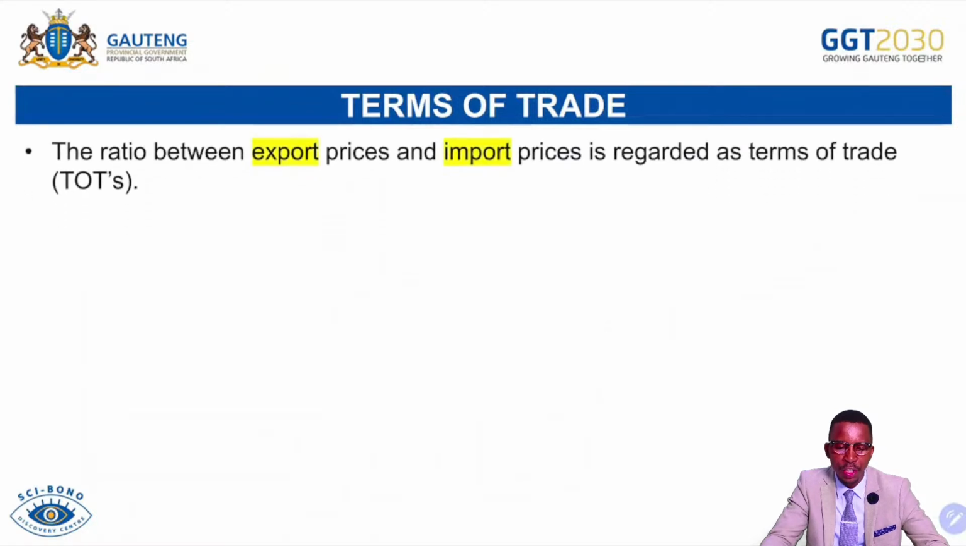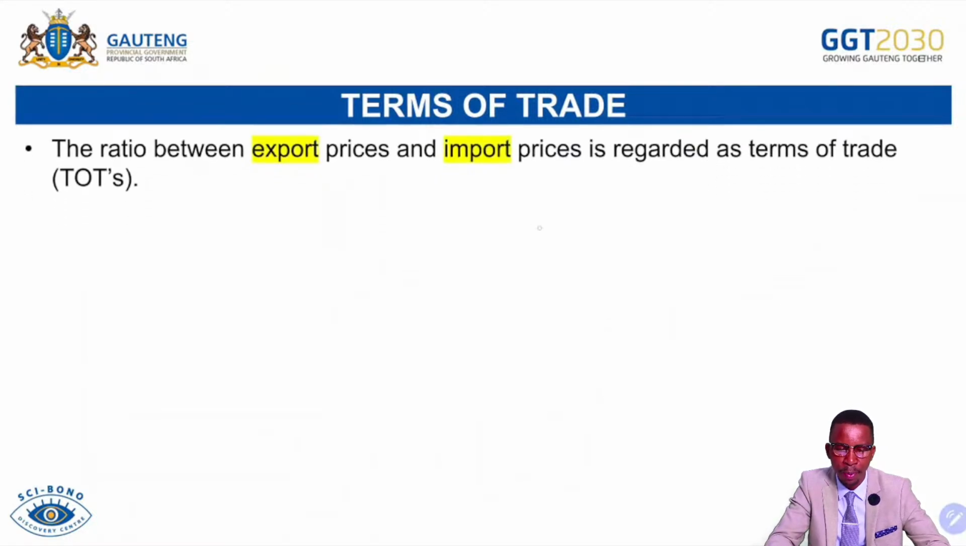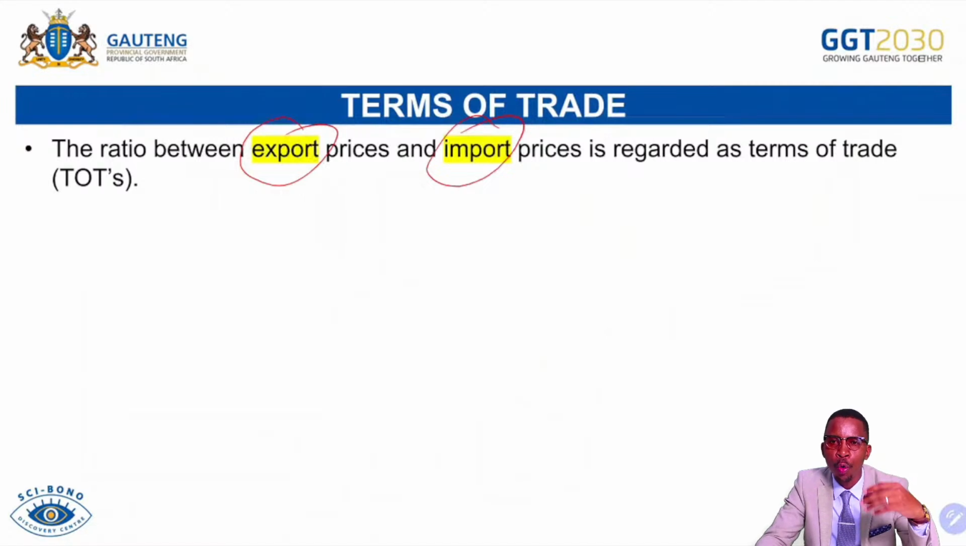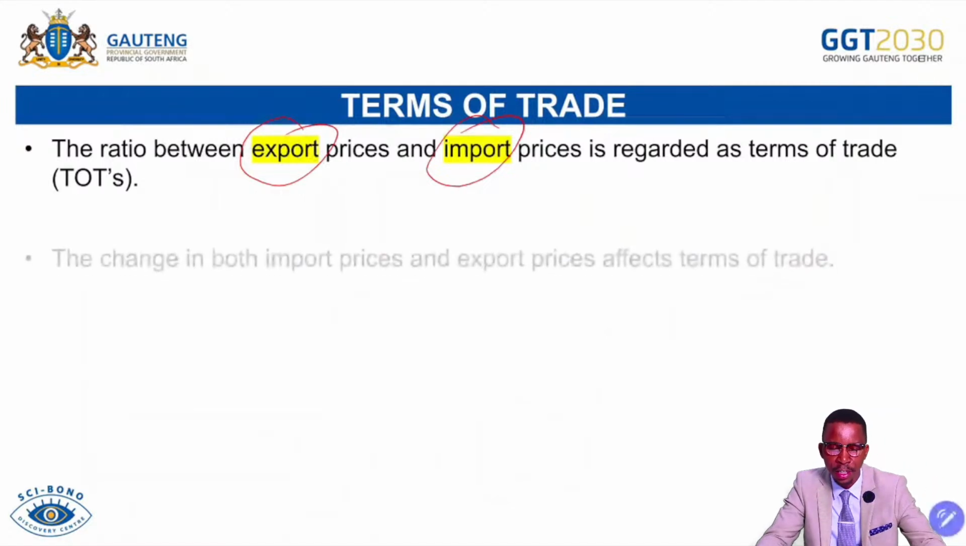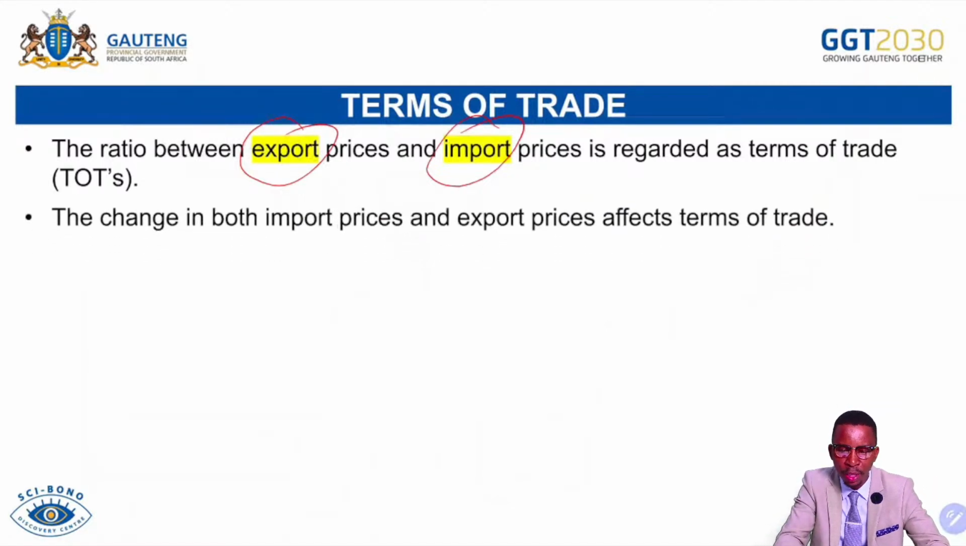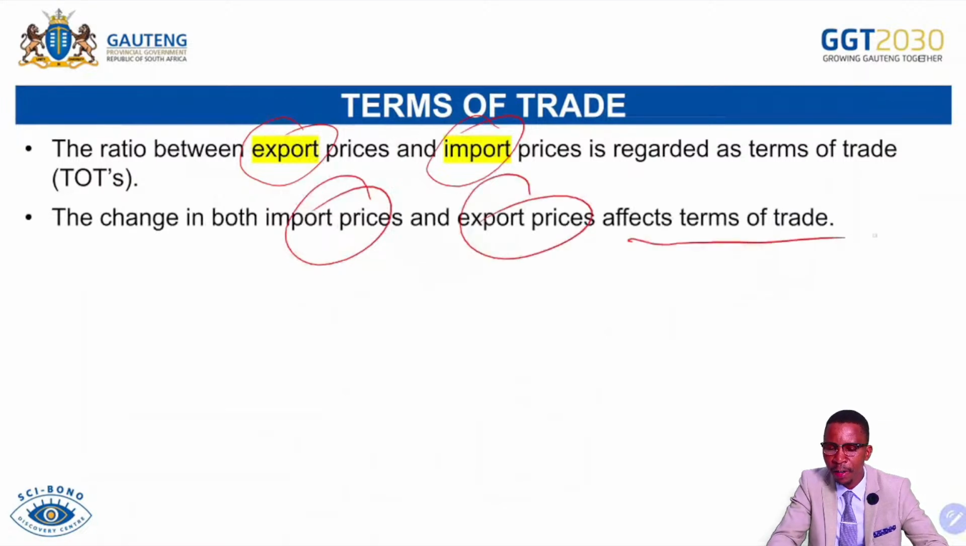So this is the explanation. Terms of trade refer to the ratio or index of export prices to the ratio of import prices. So we say it's the ratio or the index of export prices and import prices. So we compare them. Those are the terms of trade. We compare the prices for exported goods and the prices for imported goods. What will influence those prices? They will be influenced by the level of inflation in South Africa. They will be influenced by the value of the currency, appreciation and depreciation. So the change in both import and export prices affects terms of trade.